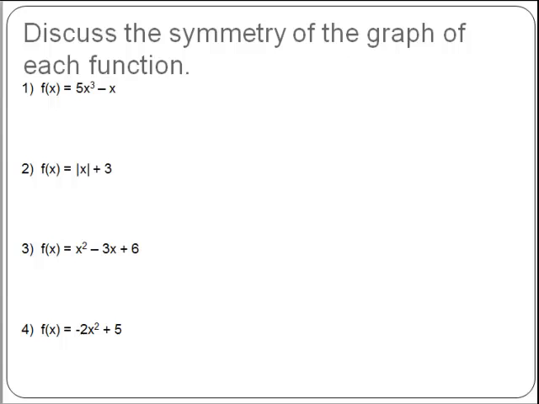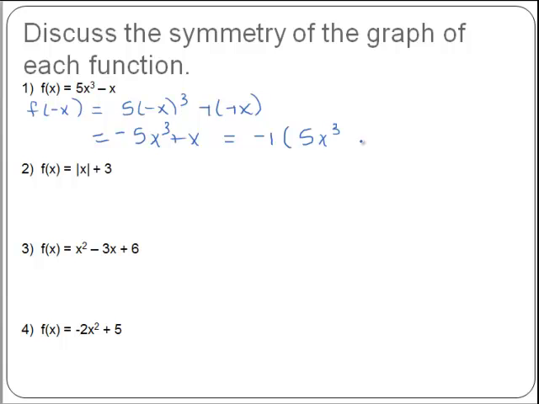So let's determine if these are even or odd or neither, and what their symmetries are. So you always substitute in a negative x everywhere there is an x. When you raise a negative to an odd power, you get a negative, and a negative times a positive is a negative. So negative 5x cubed plus x. You could probably look at this and tell, but I want to go ahead and factor out a -1. That would give me 5x cubed minus x, right?